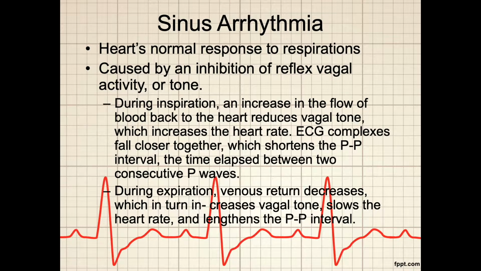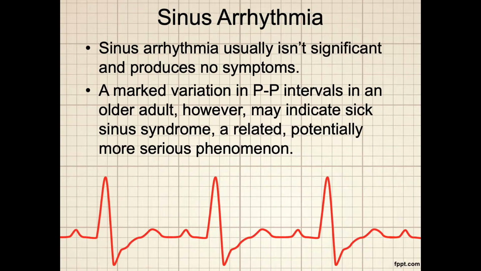Because it is a normal finding, sinus arrhythmia usually isn't significant and produces no symptoms. However, a marked variation in the P to P intervals in an older adult may indicate sick sinus syndrome, a related and potentially more serious phenomenon. So as you are looking at your EKG strip, what should you look for?